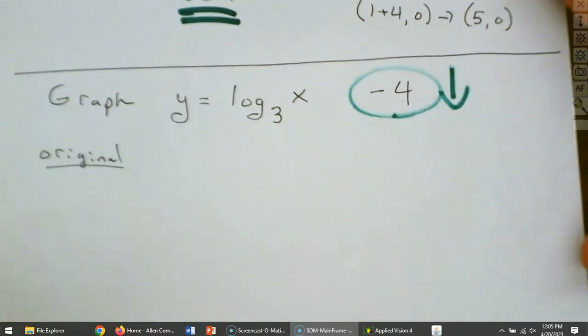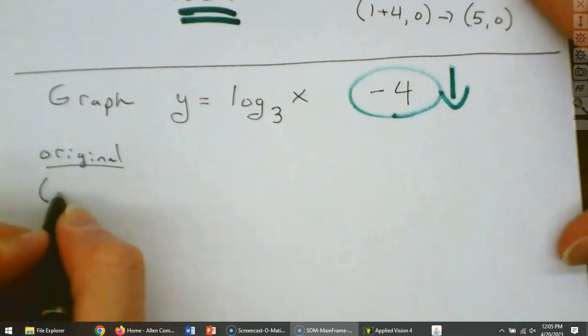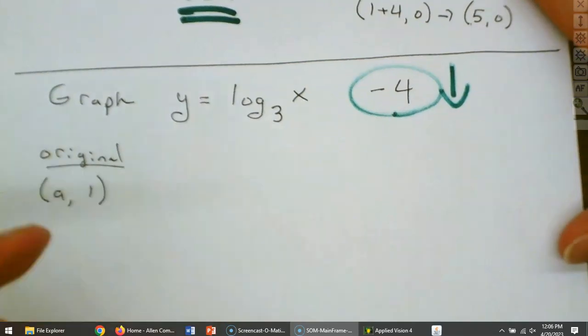So let's write up our original points. Our original points are (a, 1).